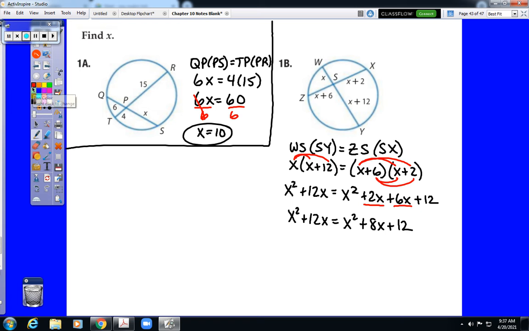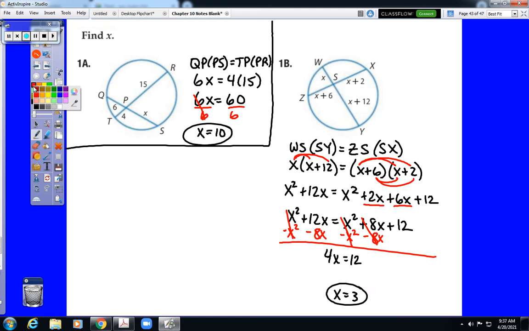Then we would move the x's to one side, which involves subtracting x squared. Just like that previous example, it drops out. Subtract 8x from each side. And we get 4x equals 12. Divide by 4. And we get x equals 3. So that is our rule for when chords intersect. We simply multiply the pieces of each chord together and set them equal to each other.